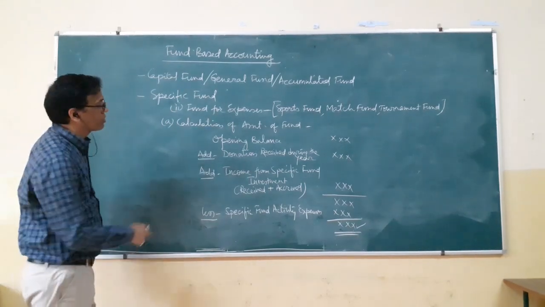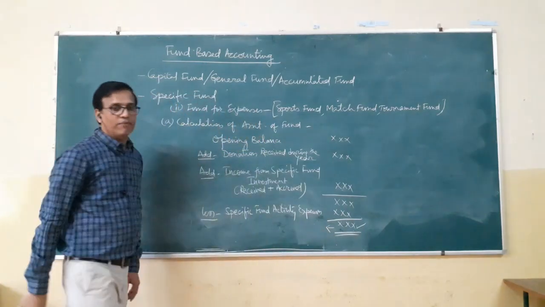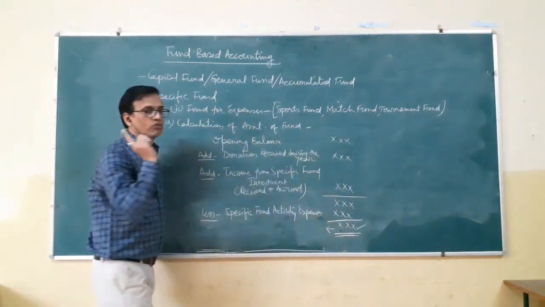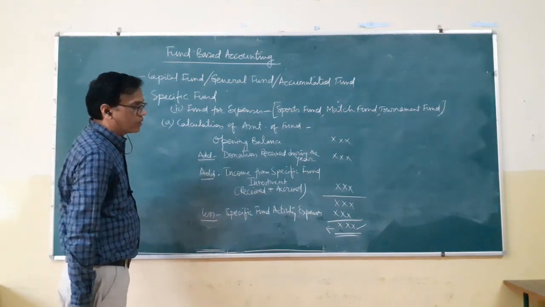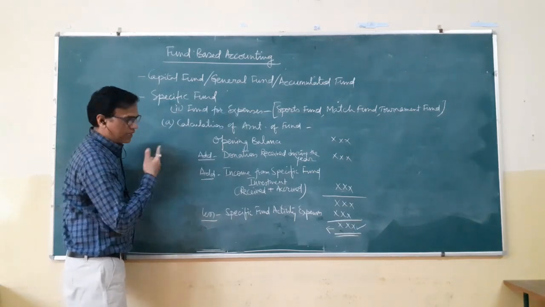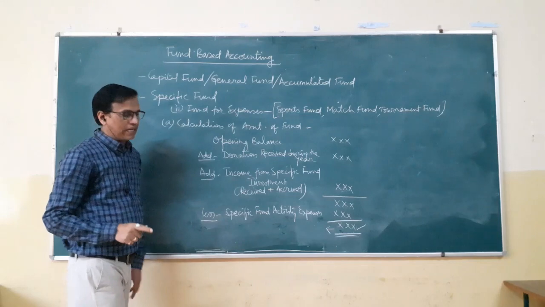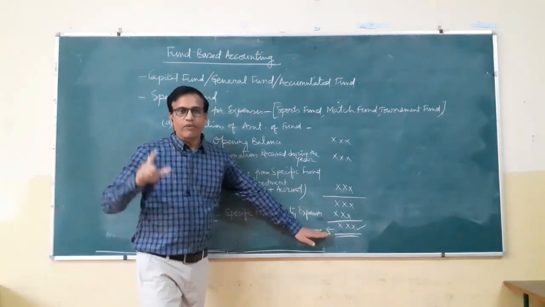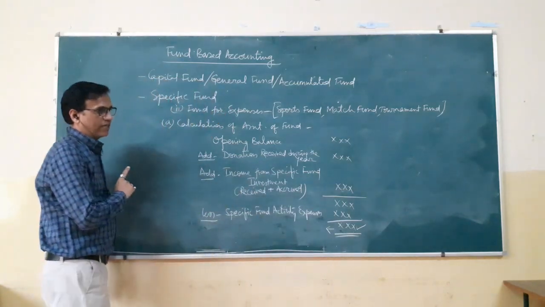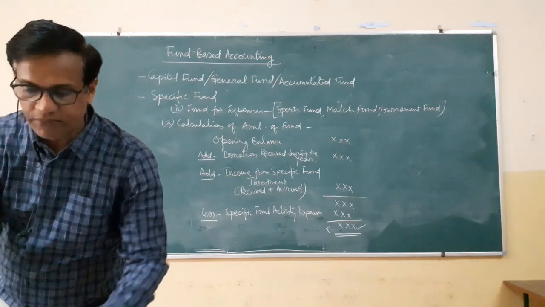So here there was a question also, if this amount is negative, then the negative amount will be taken to the income and expense account expenditure side. If it comes positive, we take to the balance sheet liability side. This year, the question was there. Let me read that question. Let us do that.